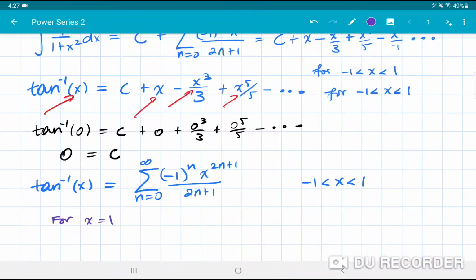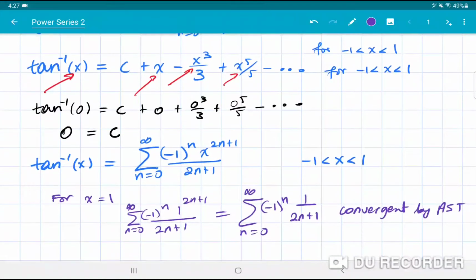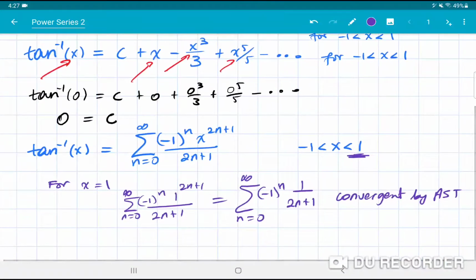For x equals 1, plug 1 in. That gives me negative 1 to the power of n, 1 to the power of 2n plus 1, divided by 2n plus 1. This is the series minus 1 to the power of n, 1 over 2n plus 1, n from 0 to infinity. This is a convergent alternating series. Alternating series test is what you should apply to this, and it's convergent. All right? So it converges at 1. 1 should be included.